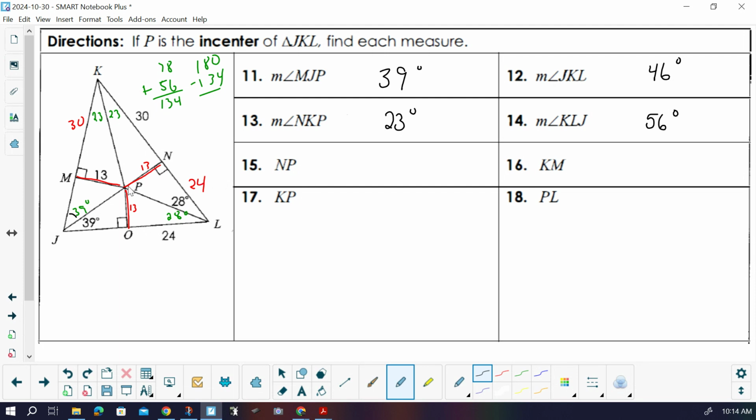NP. Right there. That line. See, this is a line now. 13. KM. K is there. M is there. That's right there. 30.